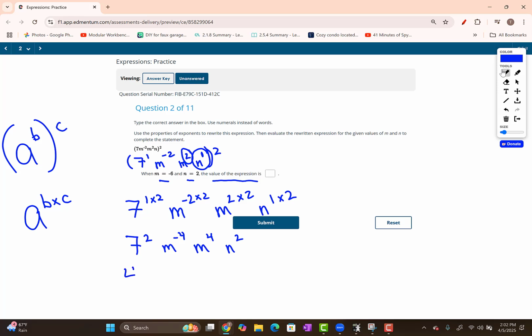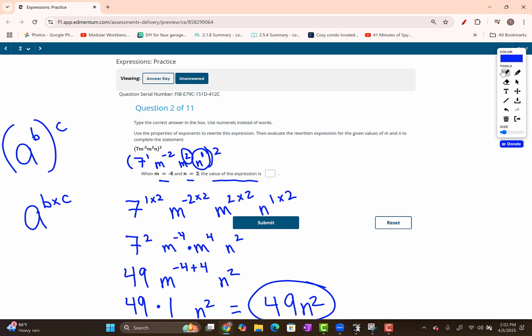7 to the 2nd power is 49. When you multiply the same variable, remember you add the exponents. So m to the -4 times m to the +4 is the same thing as m raised to the -4 plus 4 power. -4 plus 4 is 0. And then finally, the zero power rule: anything raised to the 0 power is just 1. So m to the 0 power just becomes a 1. So our simplified answer here is 49n squared.